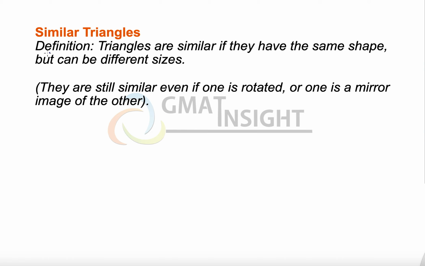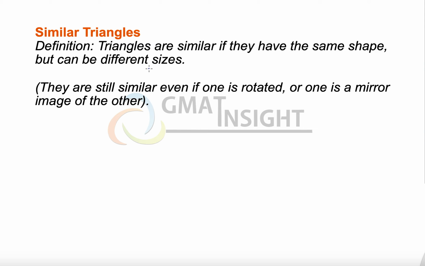Welcome to this video. In this video, we will discuss the properties of similar triangles. Let's quickly understand what similar triangles are. The definition of similar triangles is that triangles that are similar in shape irrespective of their sizes are called similar triangles. So here it mentions triangles are similar if they have the same shape, but they can be of different size.